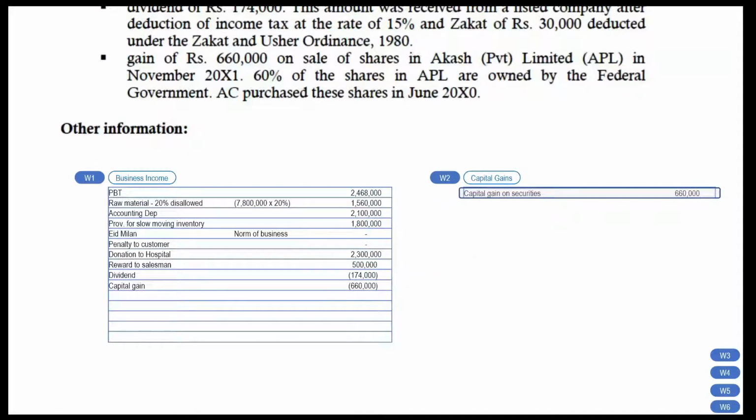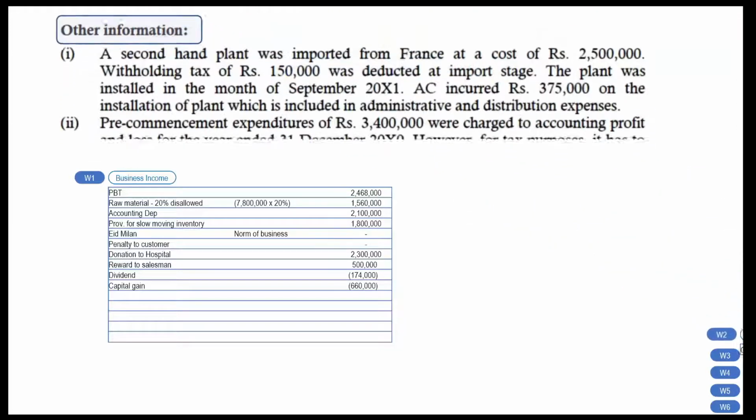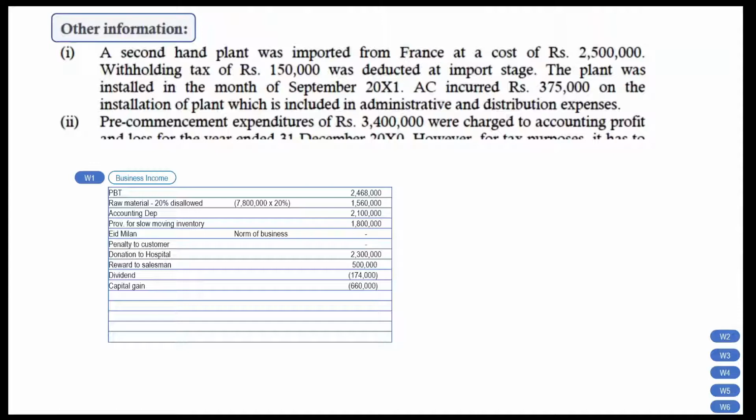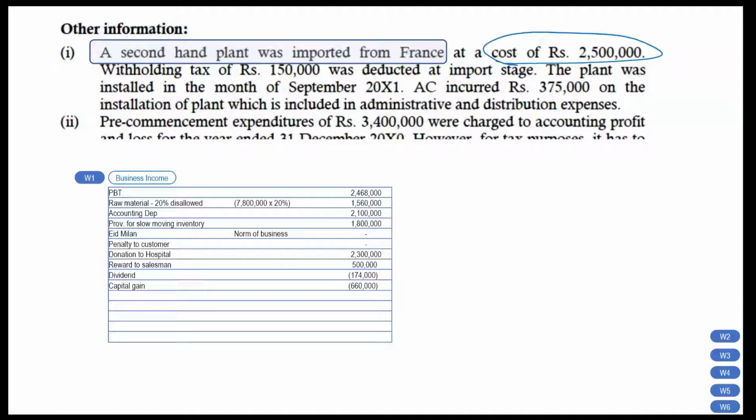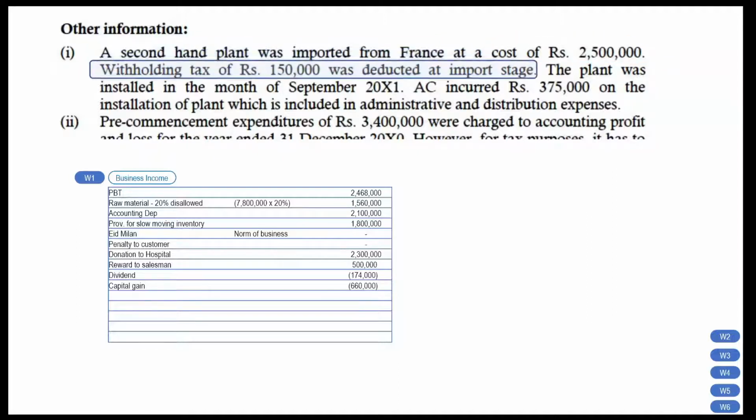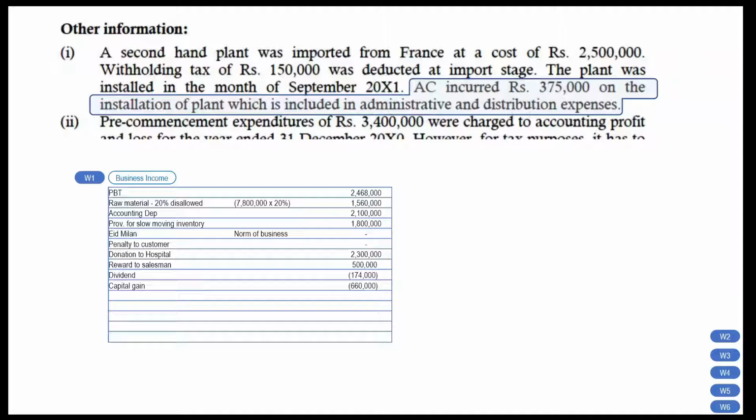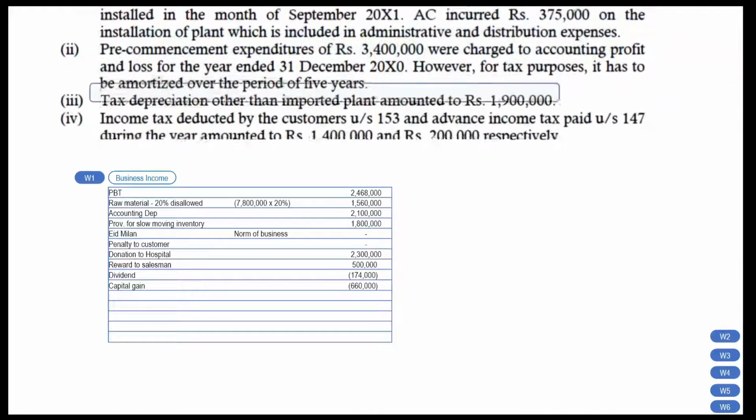Next information has been mentioned as other information. This means following information has not been included in profit figure, unless specifically stated by the examiner. First point is about second-hand plant imported from France. At a price of 2.5 million. While importing it, an amount of Rs 150,000 was paid as income tax. This is an advance tax and is adjustable. Installation cost of Rs 375,000 has been included in administrative expenses. Also, the question tells us about tax depreciation, excluding depreciation on imported plant.